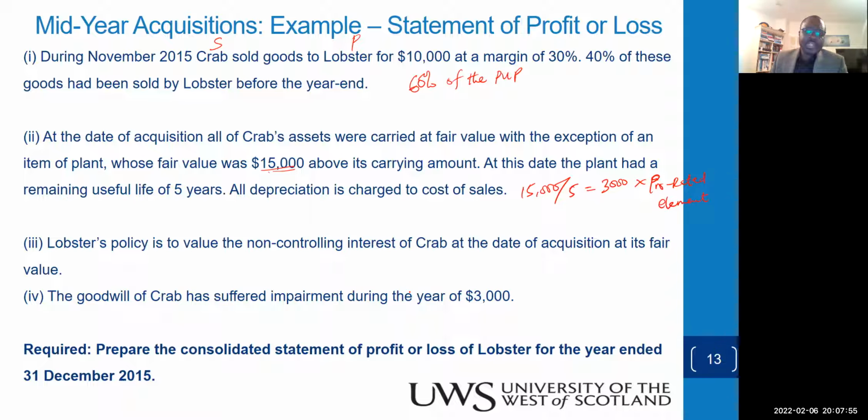Lobster's policy is to value NCI of Crab at the date of acquisition. The goodwill of Crab suffered an impairment of 3,000. This goes fully to who? To the parent. All right. Now prepare a consolidated statement of profit or loss of the group of Lobster for the year ended 31st December. Okay. All right. Let's look at the calculation.